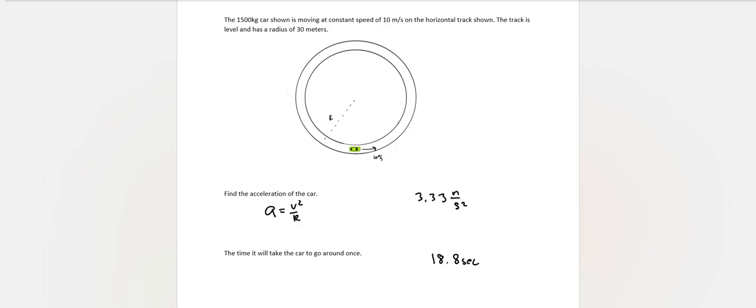Okay, the time it will take to go around once. So this is just a simple circular motion problem. Speed, magnitude of v, is distance over time. And just take the speed of the car, and for the distance, use 2 pi r, one circumference, and I got 18.8 seconds when I ran it.